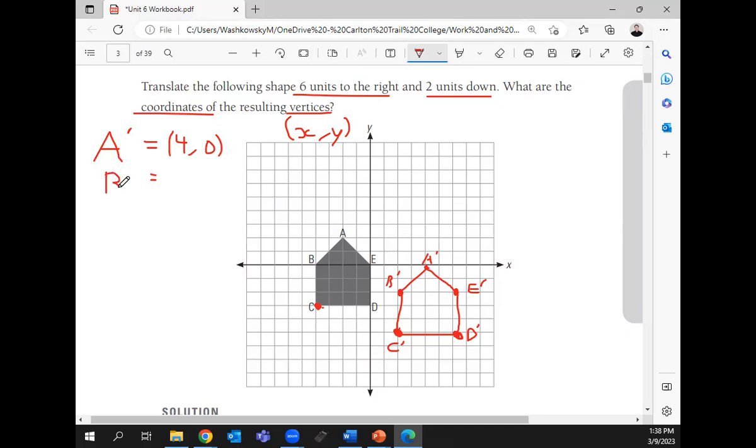For B prime, it's 2 to the right and down 2. So it goes 2 positive on my x and down 2 on my y, so -2. So +2, -2 would be my coordinates there. For C prime, that's the bottom left corner here. I can see it's +2 on my x-axis, and it's down 1, 2, 3, 4, 5. So 2 and -5.